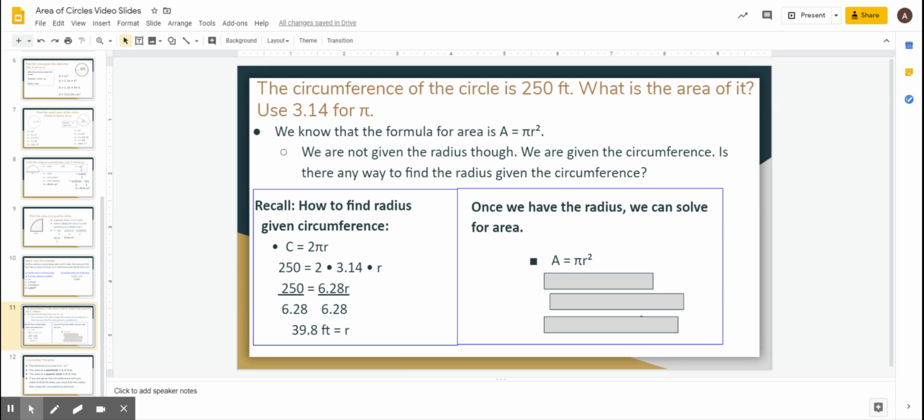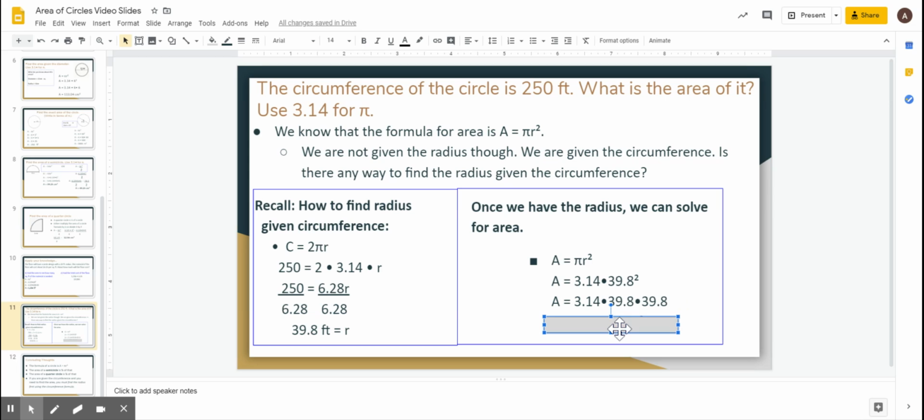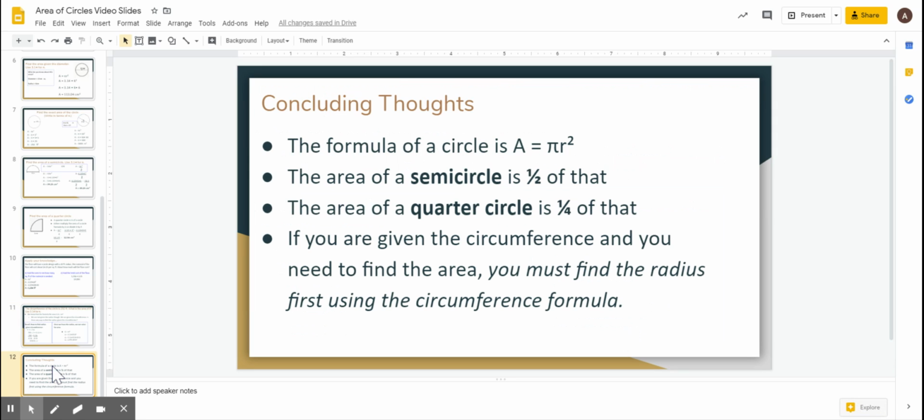All right, so first you need to find your radius given the circumference, and then once you have your radius, then you could solve for the area. So we're going to plug in our radius of 39.8 in for our area formula. So area equals 3.14 times 39.8 squared. Expanded is 3.14 times 39.8 times 39.8. And then once you multiply, you end up getting 4,973.89 feet squared.